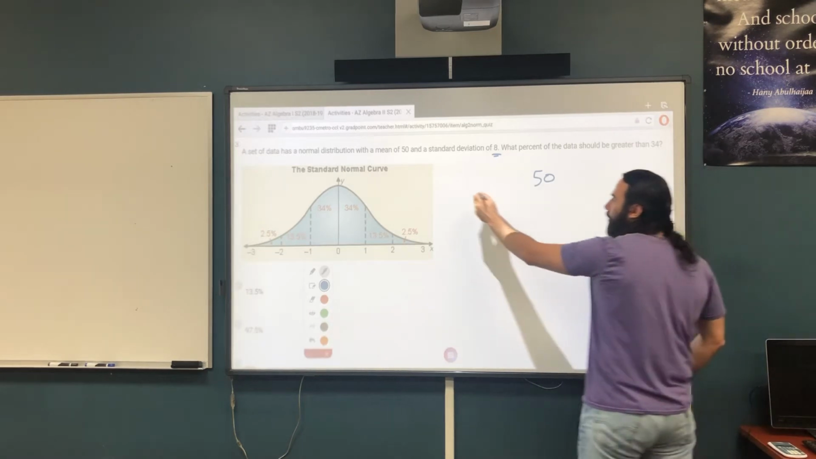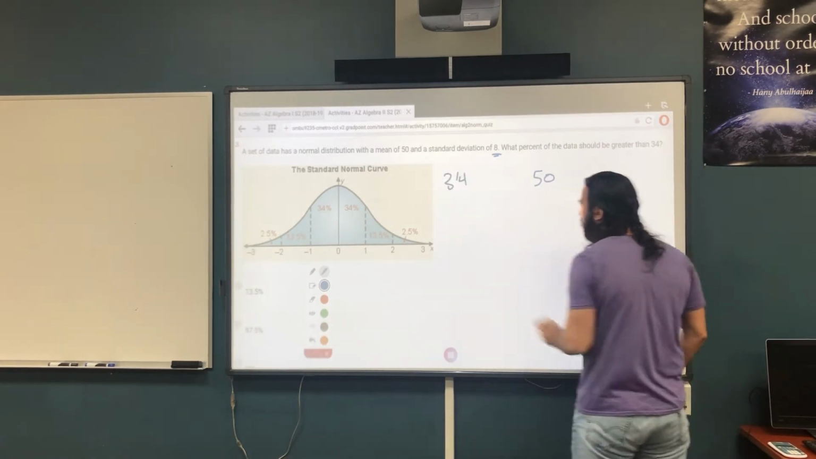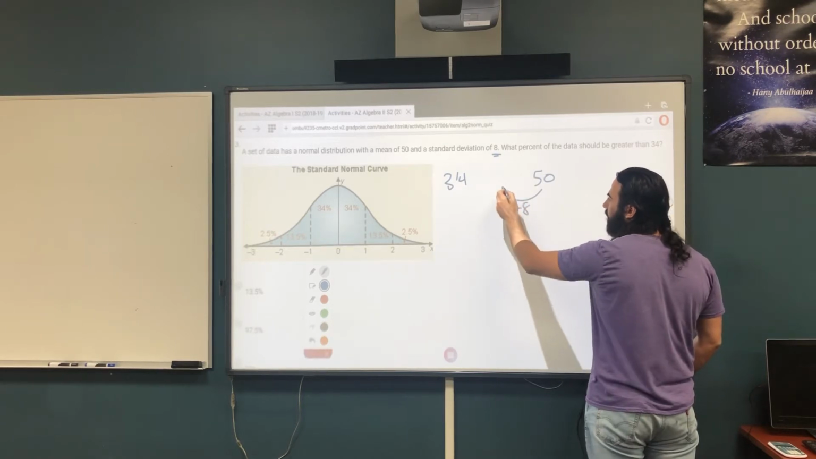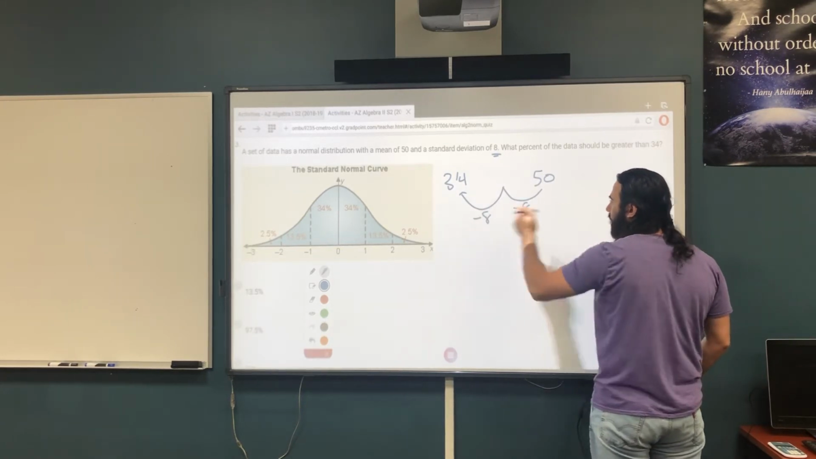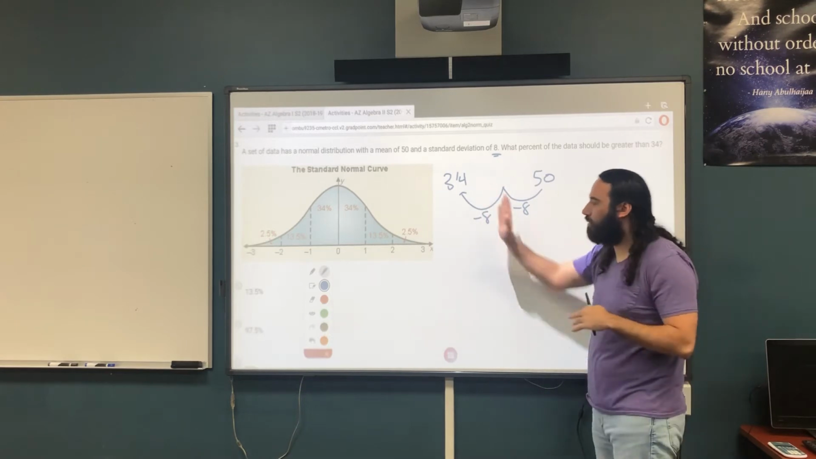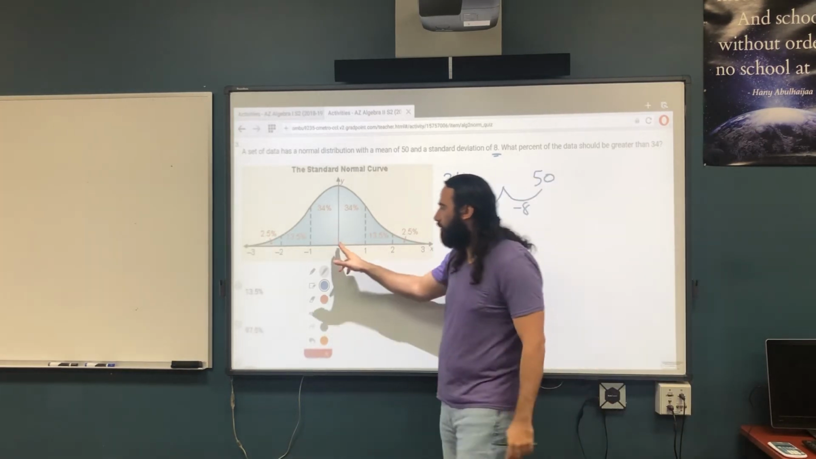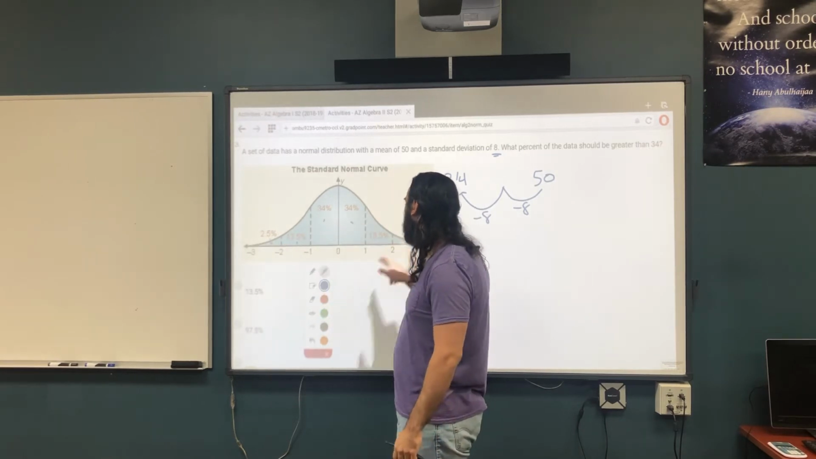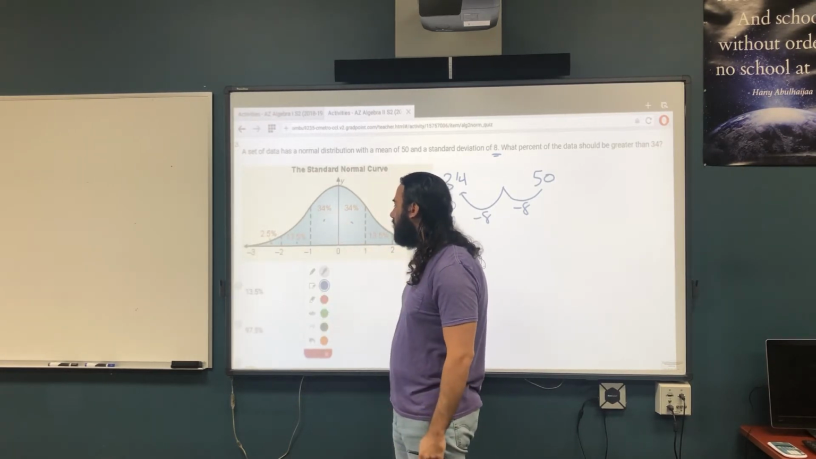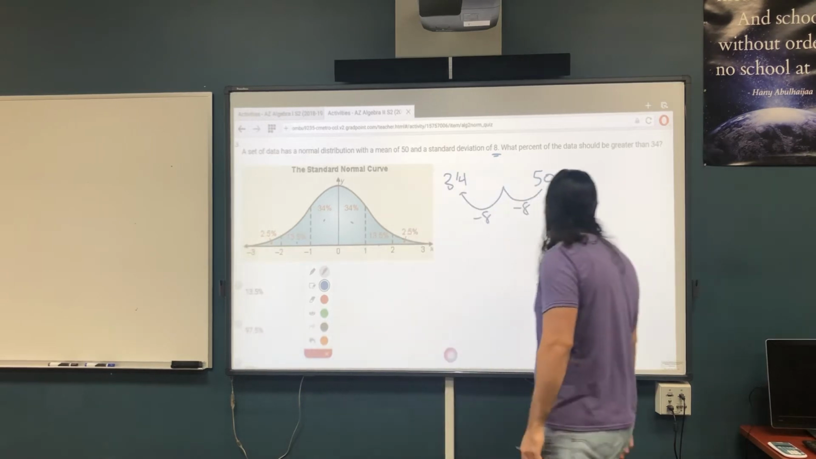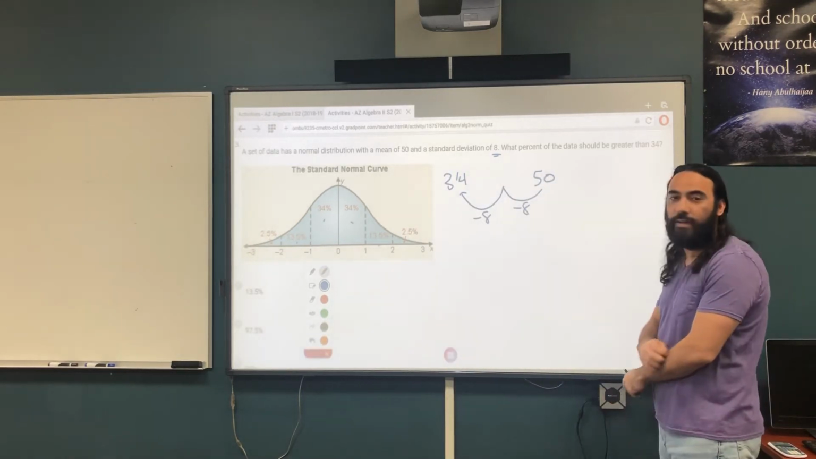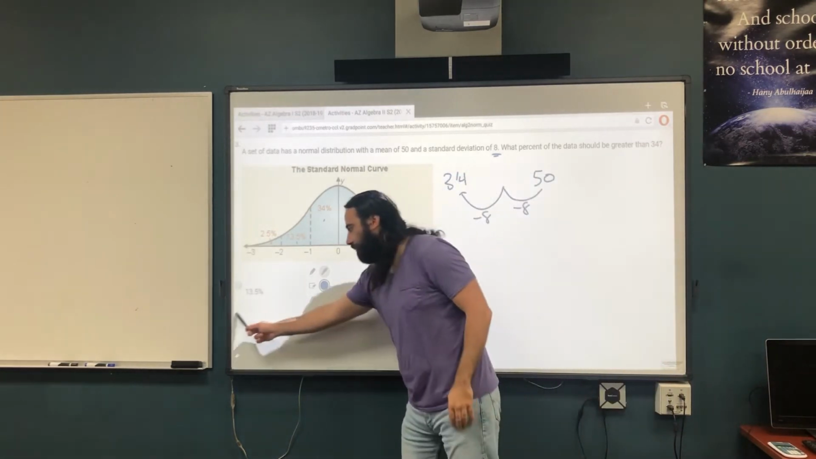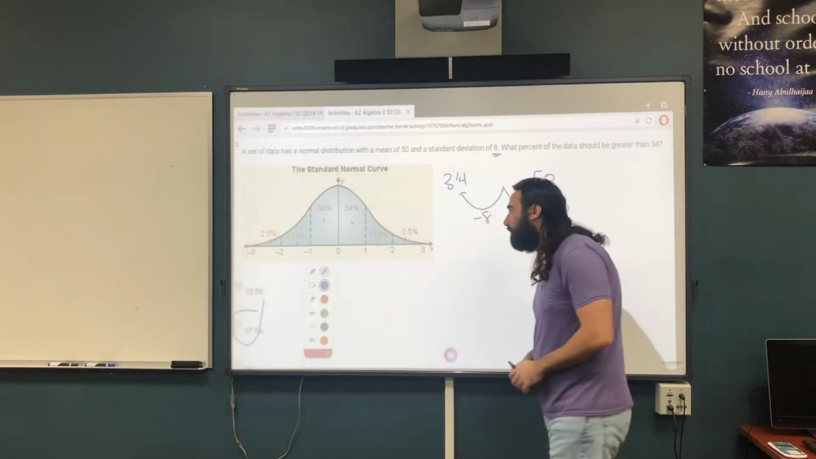Because he wants 34, we go back twice. We subtract 8, that's the first one, and then we subtract another 8 to get to 34. So this is the mean, we go backward twice, and we add the percentages. When we add the percentages, of course, it's going to be 97.5%, and this will be the answer.